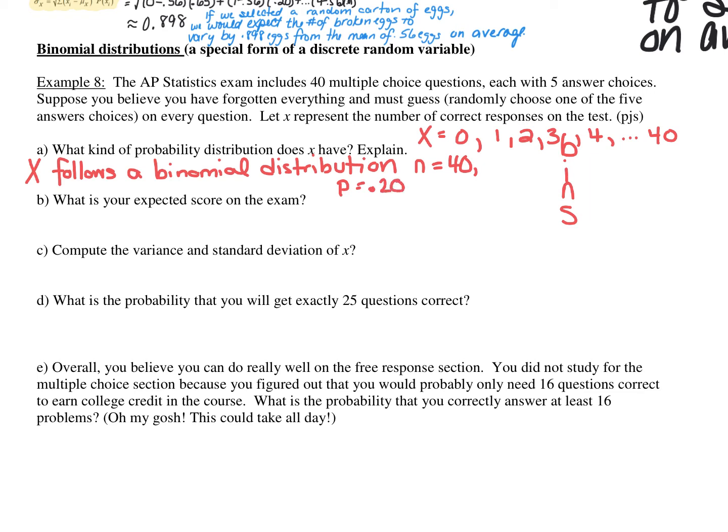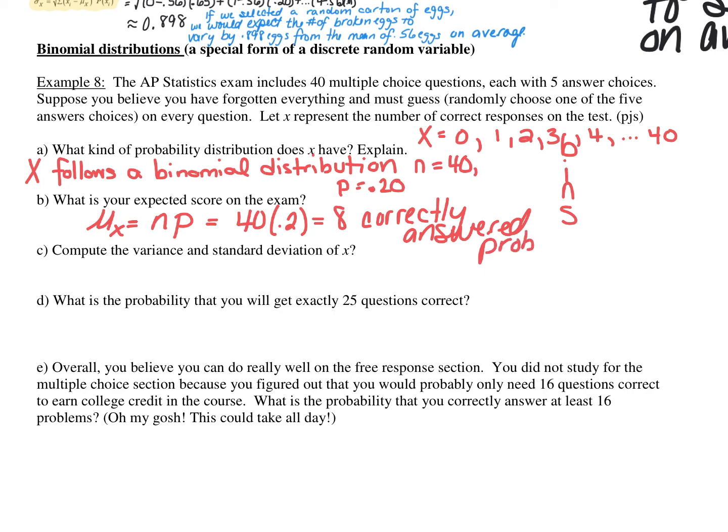So our trials would be independent if you've truly forgotten everything, which is not the case of anyone in this class. All right, what is your expected score on the exam? So go to your formula sheet and find the mean or the expected value of a binomial, and you should see that mu of x is equal to n times p. So you're going to do 40 times 0.2, and we would expect 8 correctly answered problems. And you're going to get way more than 8 right.